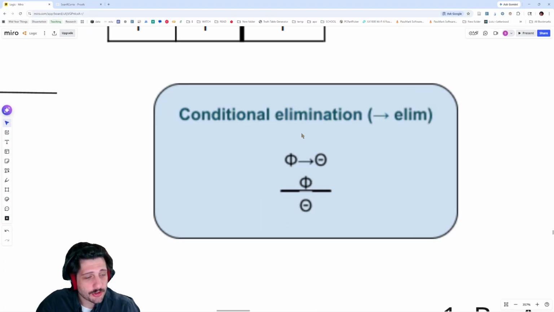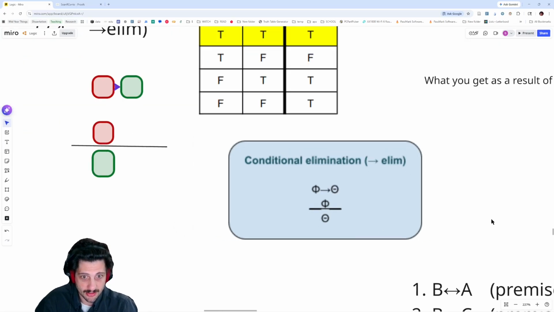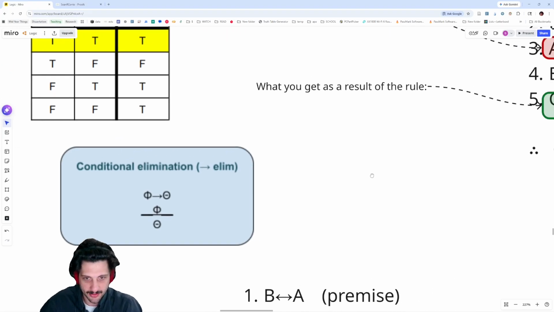So for a conditional, we were only thinking about it in terms of one direction, right? We were saying phi leads to theta. And so if you have phi, you get theta. Being 7 foot tall means you're taller than 6 feet. So if you're 7 feet tall, therefore you're taller than 6 feet. But the other direction doesn't work, right? If I know I'm taller than 6 feet, that doesn't mean I'm 7 feet tall. I could be 6'5" or something.